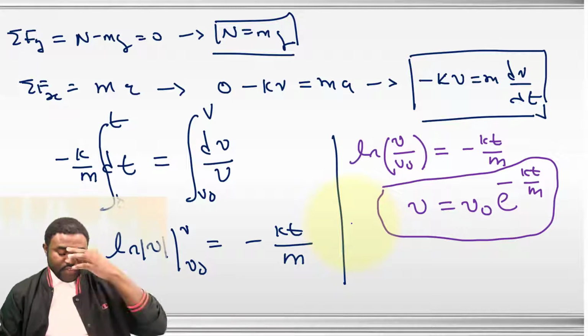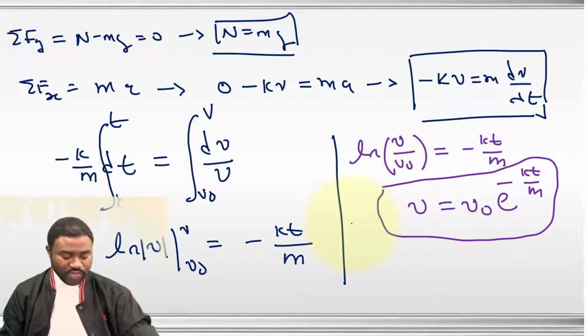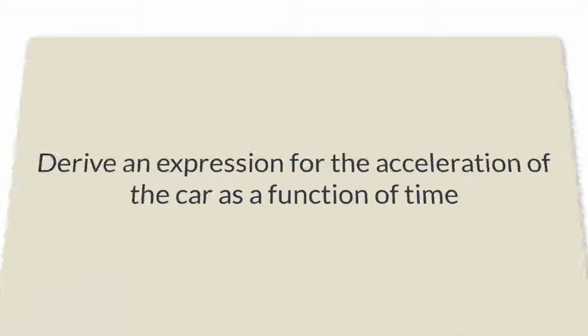We have derived an expression for how the speed of the car varies with time. We just proved that v is equal to v naught e to the negative kt over m.